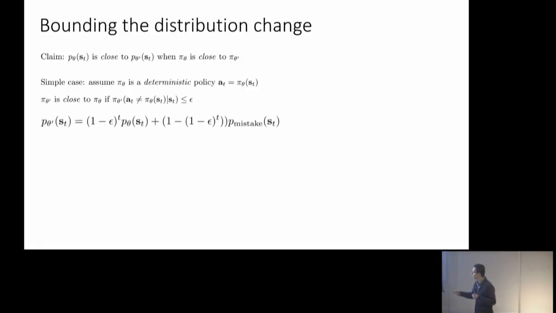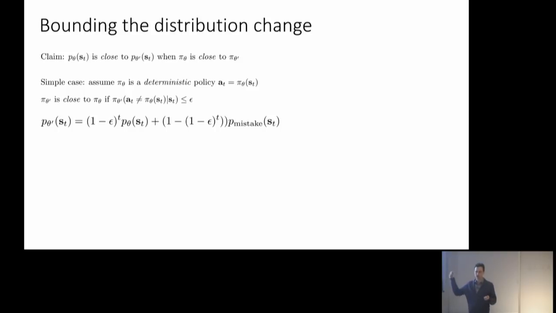We can say that if you're in time step t, the probability of being in some state under theta prime at time step t, we can express as a sum of two terms. The first term says, what if you didn't make any mistakes? What if you perfectly matched pi theta all the way until time step t? And then the second term says, what if you made at least one mistake? So your probability of perfectly matching pi theta until time step t is the probability of perfectly matching it on the first step, times the probability of matching it on the second step, the third, the fourth, and so on.